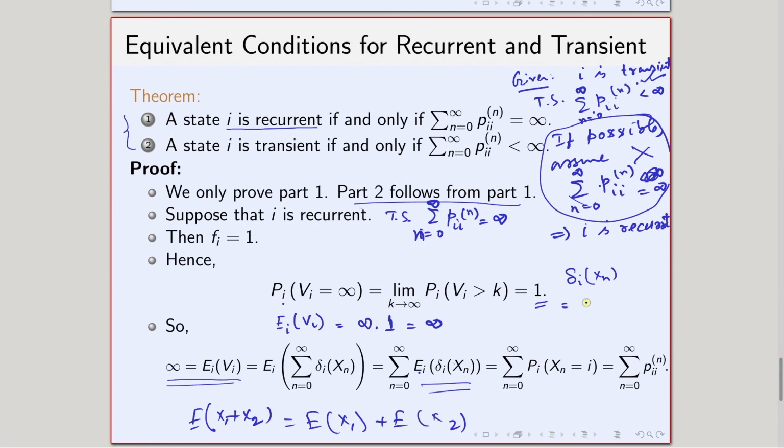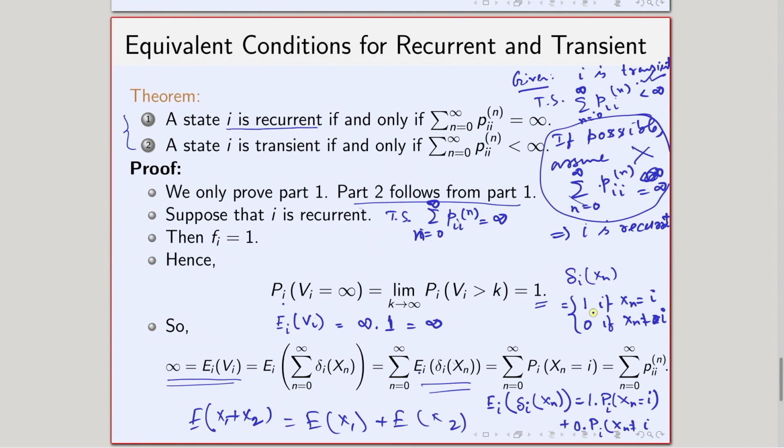Delta_i(Xn) is nothing but taking value 1 if Xn equals i, and it takes value 0 if Xn does not equal i. Now if I try to find out the expectation of delta_i(Xn), that is 1 multiplied by the probability that Xn equals i, given that X0 equals i, plus 0 times the probability that Xn is not equal to i.